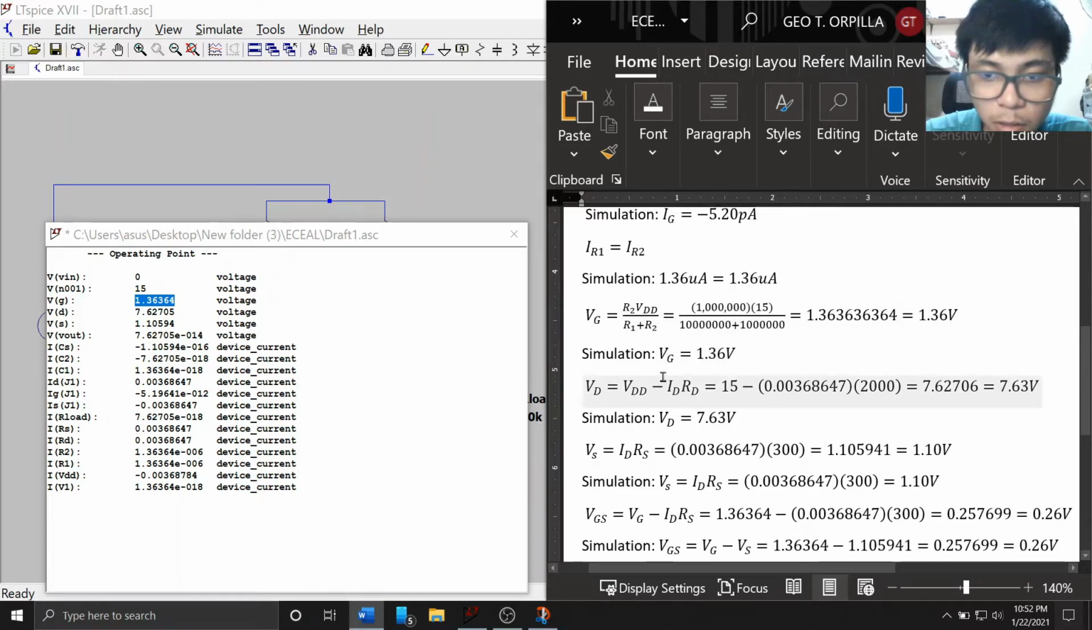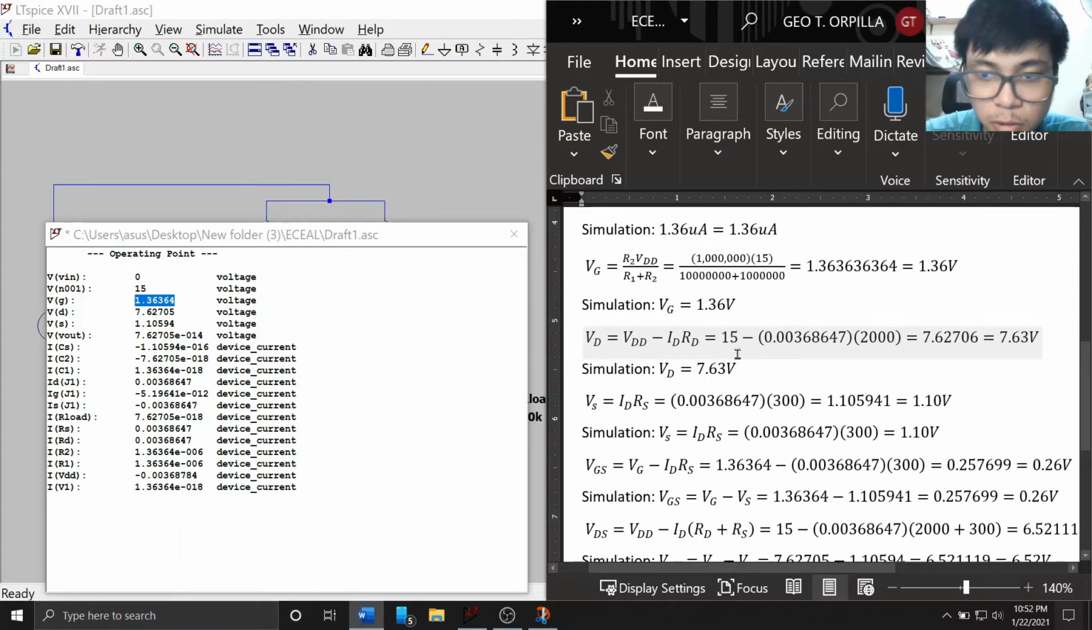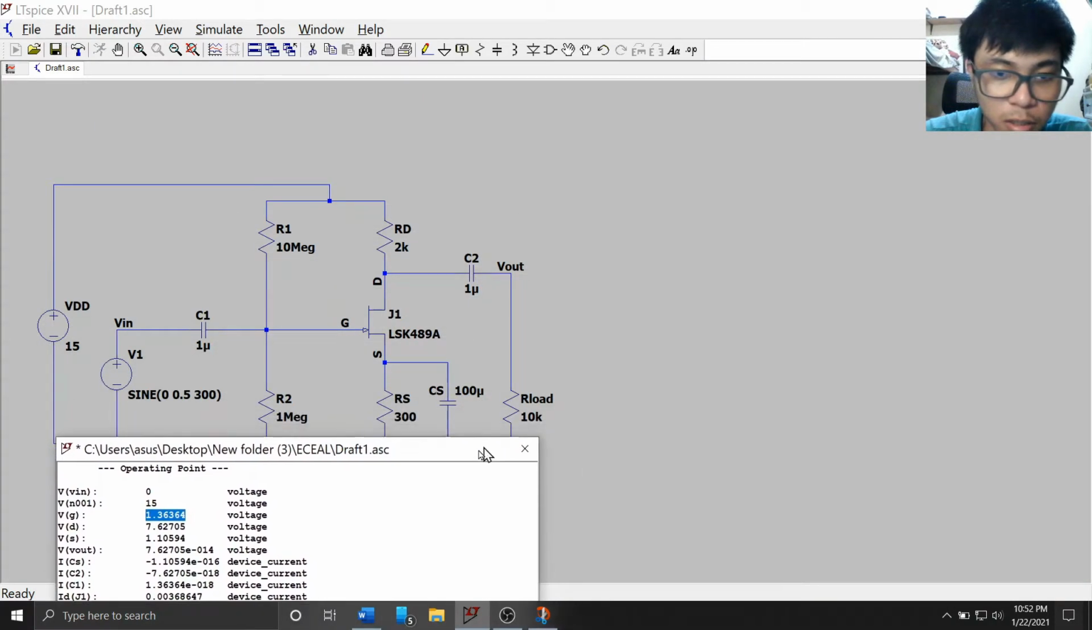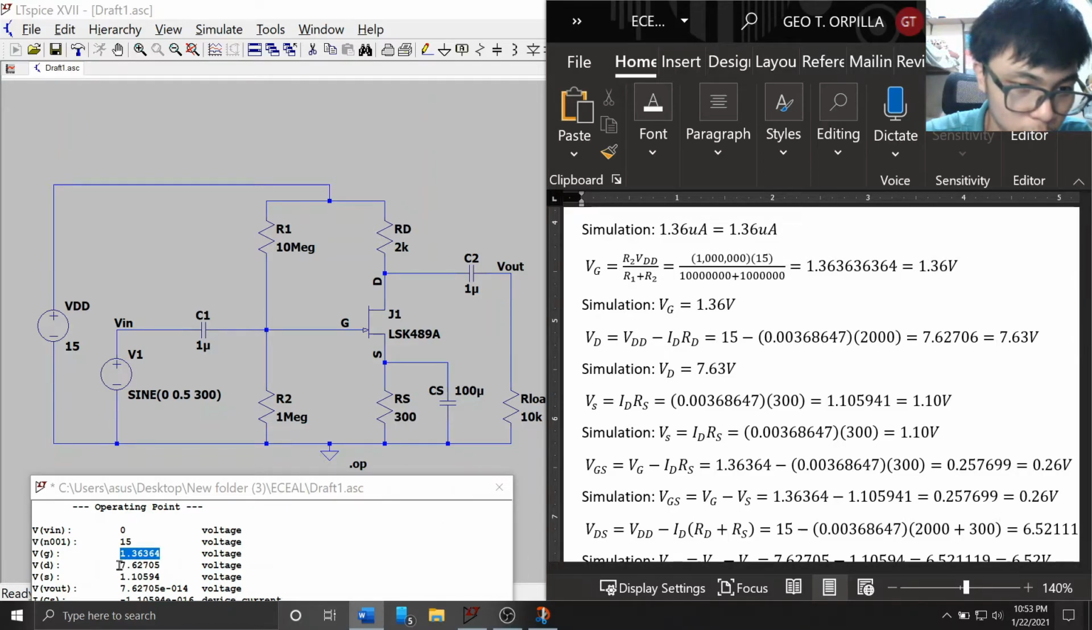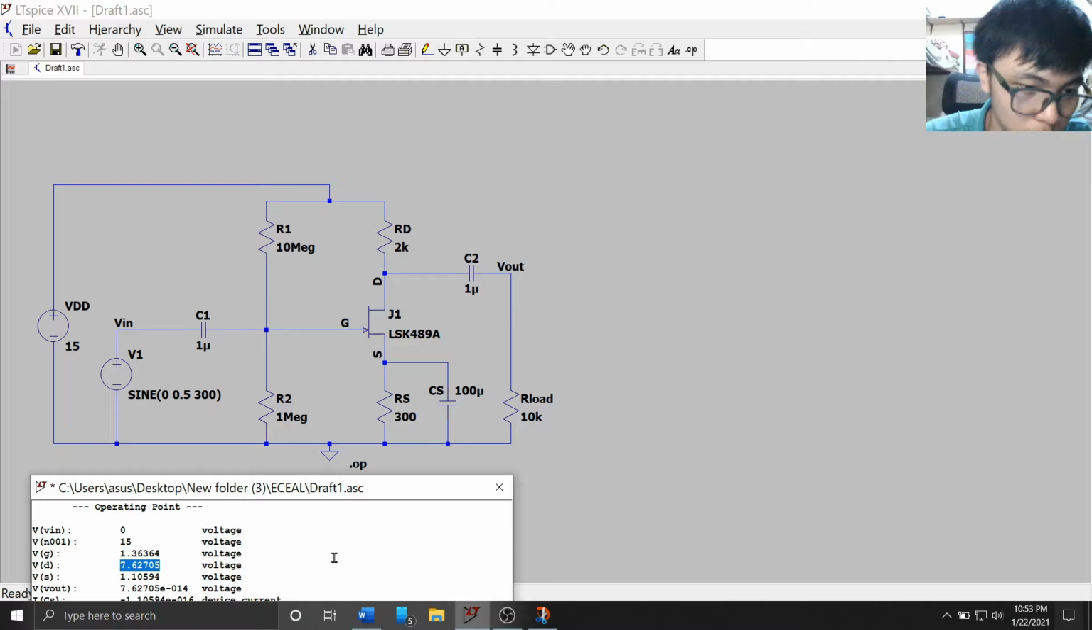So let's go to VD. VD is equal to VDD minus IDRD, with RD being 2k ohms. So this gives us 7.63 volts. In the simulation, this also gives us 7.63 volts here.